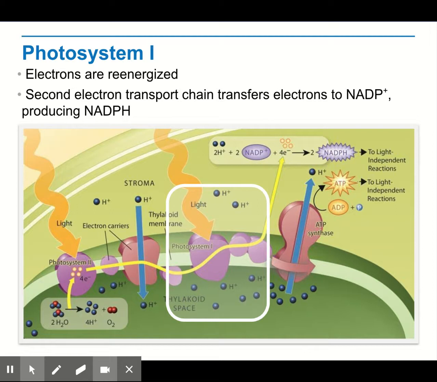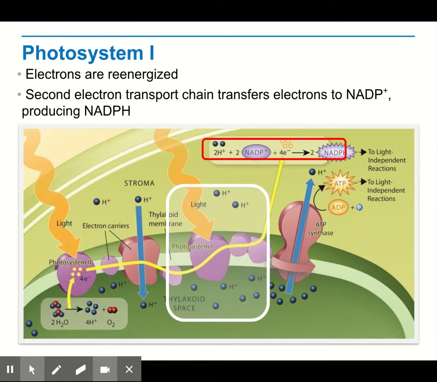And very similar to photosystem 2, photosystem 1 also has chlorophyll. The chlorophyll absorbs energy from the light and it re-energizes the electrons that are here on the electron transport chain. And now those electrons are able to continue through the electron transport chain.